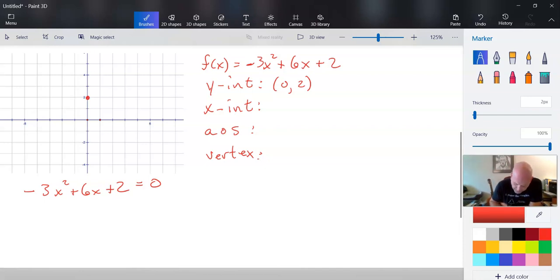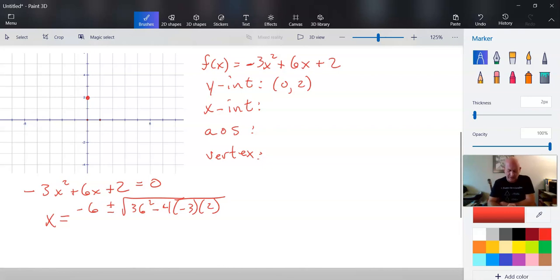In any case, I know that x is going to be equal to the opposite of b, which is negative 6, plus or minus the square root of b squared, so that's 36, minus 4 times a times c. Well, that looks like a lot of fun. And the whole thing's over 2 times a, and a is negative 3, so this is over negative 6.